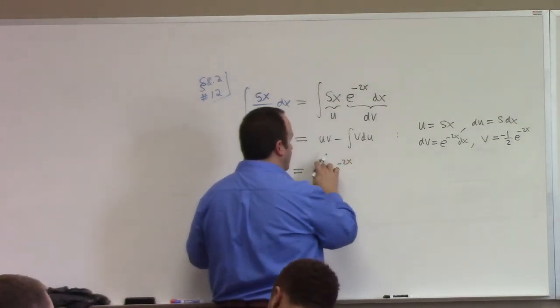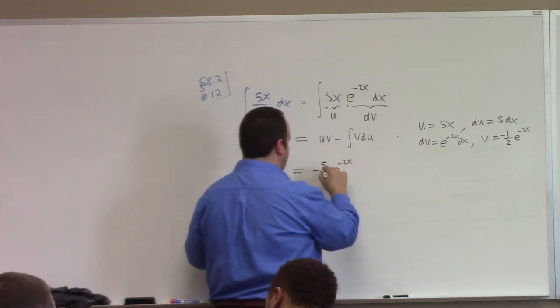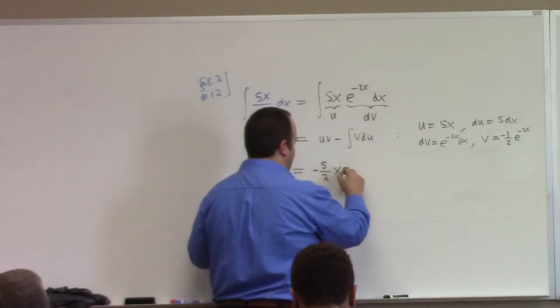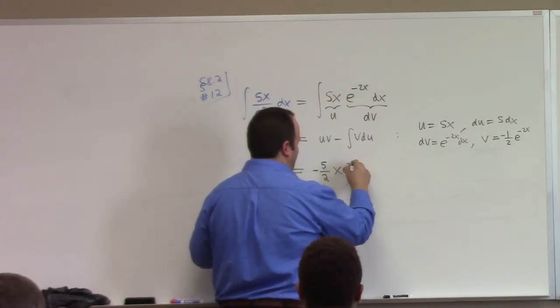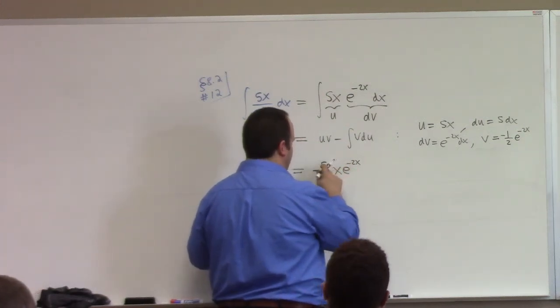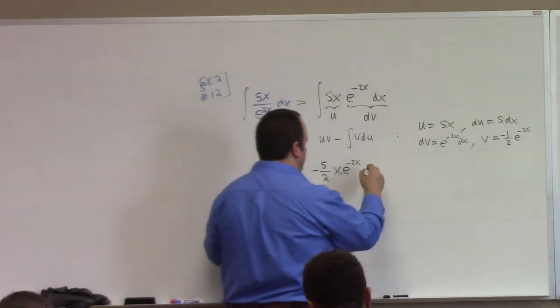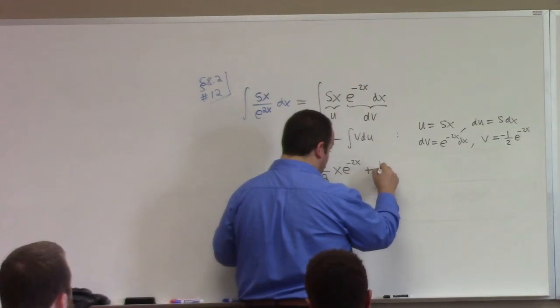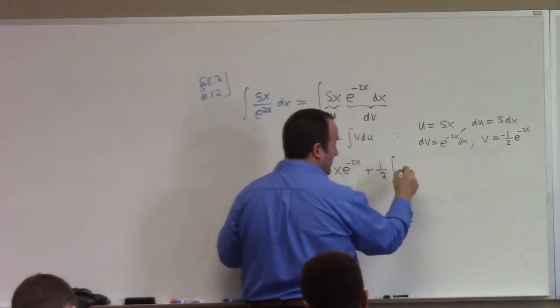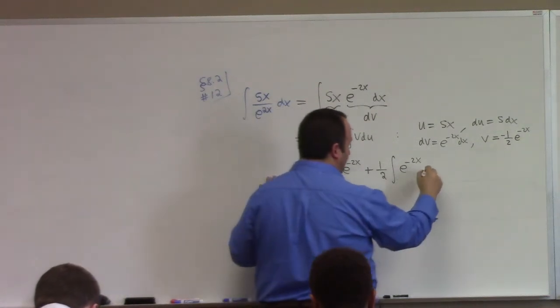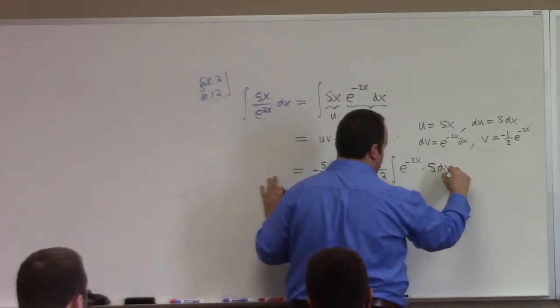Oh, there's a 5 in the u. I'll pull that out here, 5/2, just for the sake of style. Stylistically, I write this x e to the... It doesn't have to be written that way, but I feel like x should go before that. And then plus 1/2, the integral of e to the minus 2x, what was du, times 5 dx, yeah?